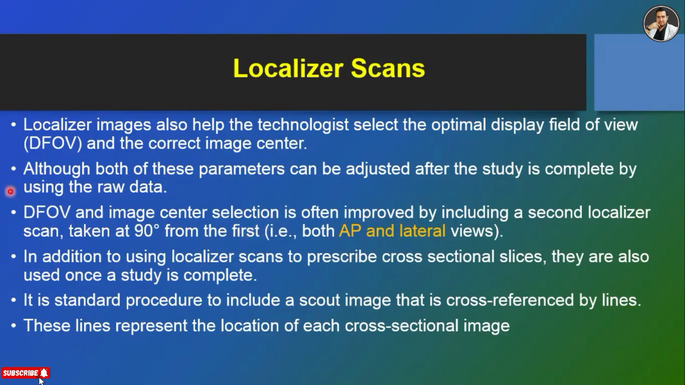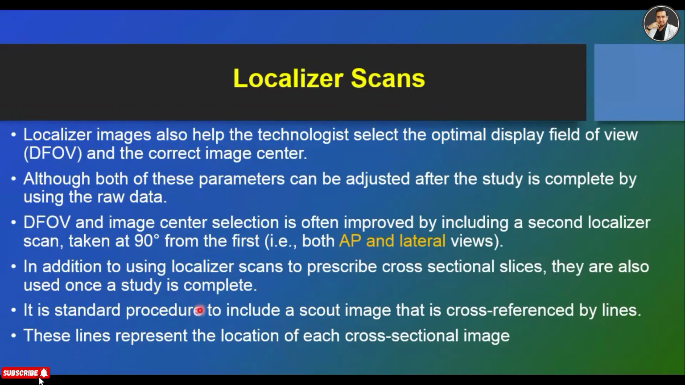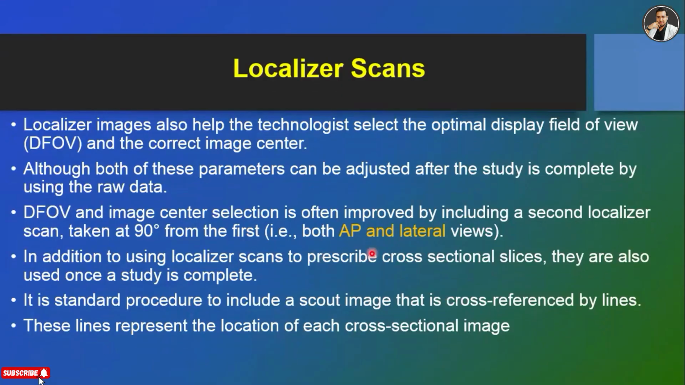In addition to being used for prescribing cross-sectional slices, localizer scans are also used once a study is complete. For example, when we check the images, we can see which slice is at which level. We can also write this on the localizer image. These lines represent the location of each cross-sectional image, so we can see which level of the body each cross-sectional image is at. This cross-sectional image is on this line.